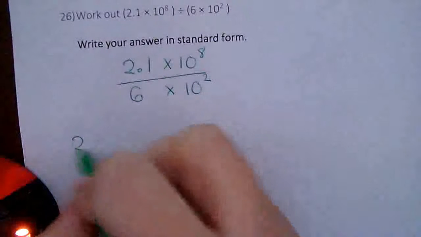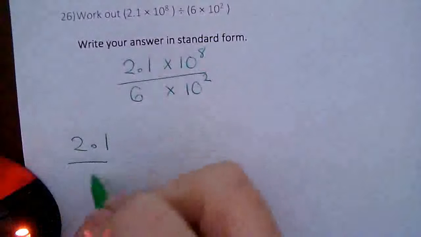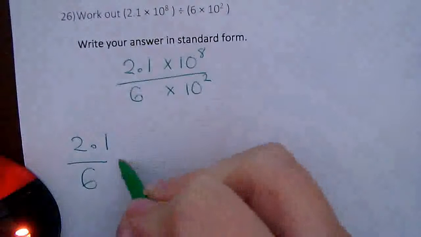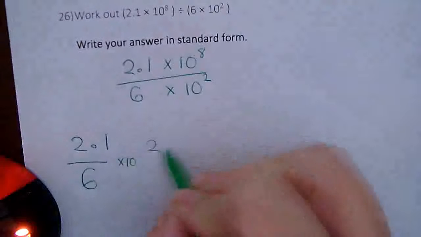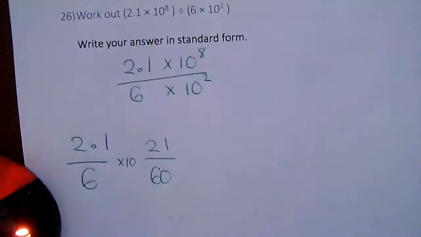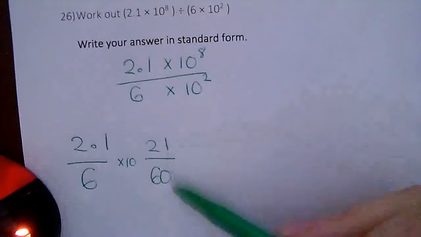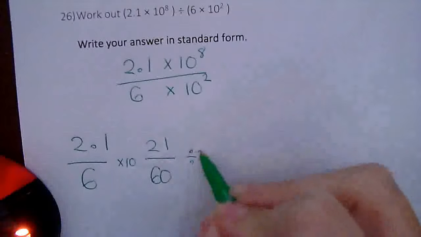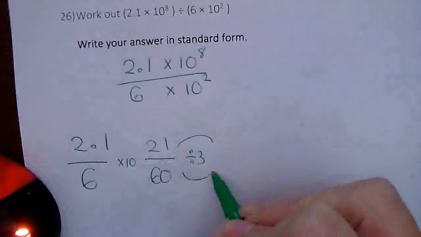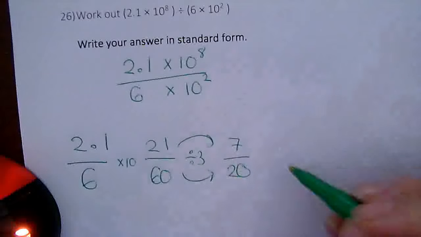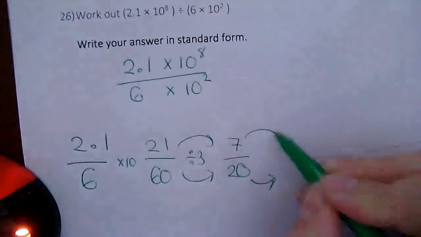So 2.1 divided by 6, and because there's a decimal involved to start with, I'm going to times that by 10 to make it 21 over 60. Now, it doesn't look like a nice question, this is the last one after all, so let's have a quick look, see if we can do anything to simplify this. So 21 divided by 60 is the same if we divide it by 3 as 7 over 20. Still doesn't help, but if I can get this to 10, I can use place value.